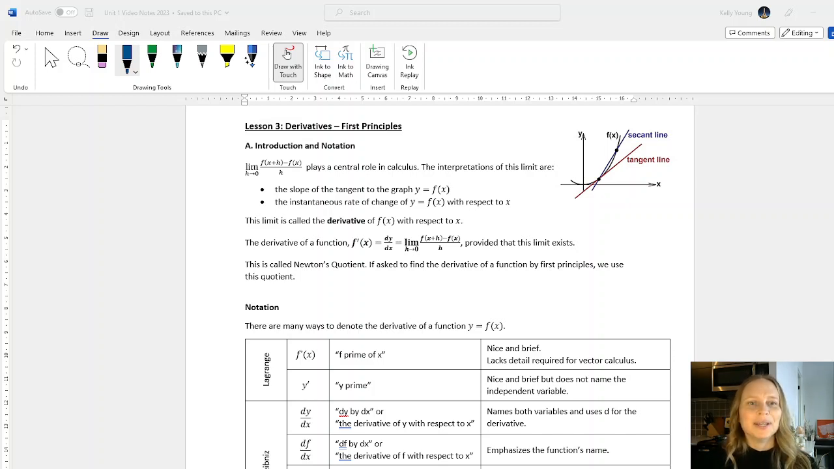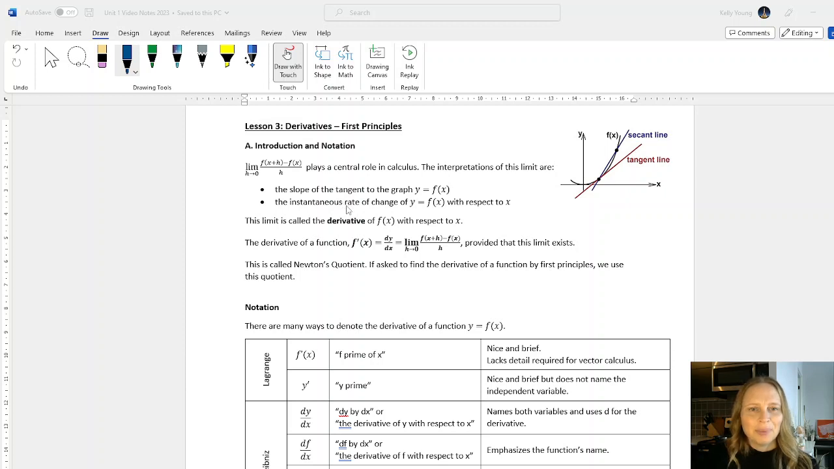In this video, we will introduce the derivative and talk about notation we use for the derivative. This limit of f at x plus h minus f at x divided by h as h approaches 0 plays a central role in calculus. There are two interpretations of this limit. One, it's the slope of the tangent to the graph y equals f at x. Or two, it's the instantaneous rate of change of y equals f at x with respect to x.